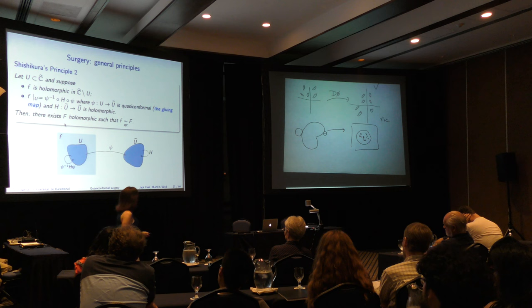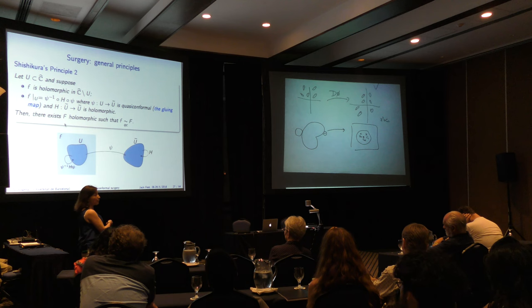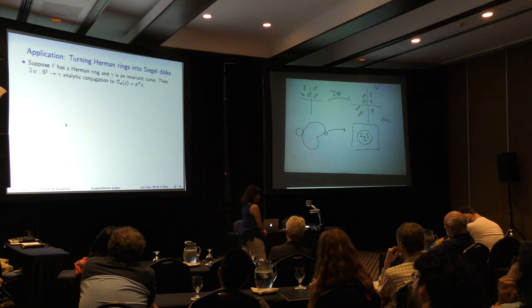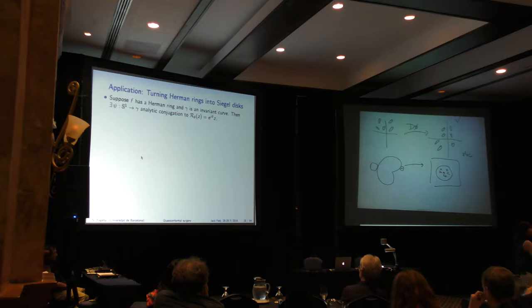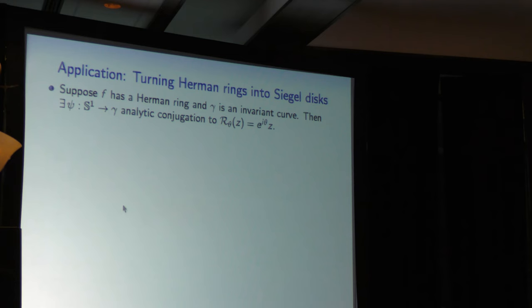And instead of doing this in a proof, writing formulas and so on, I'm going to show you an example. So this is again a classical example of surgery. And it's one where we basically glue rotation domains in holes. Holes are usually found on many occasions, but in Herman rings, right?